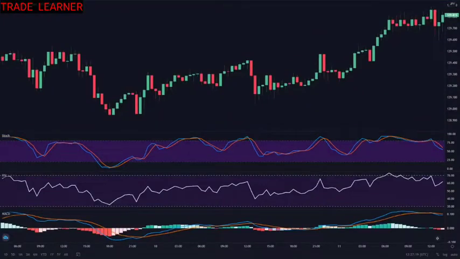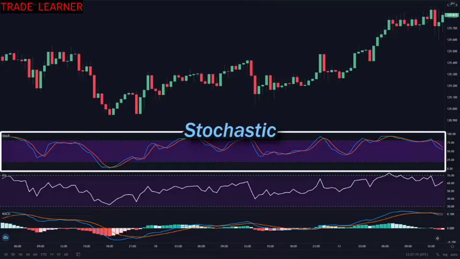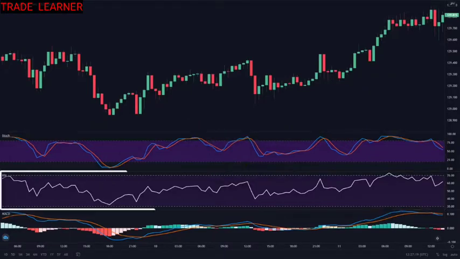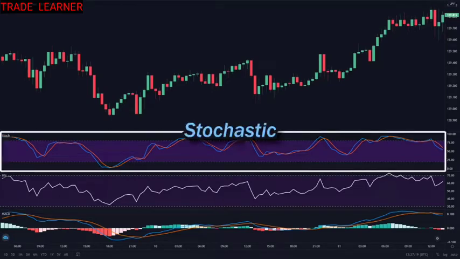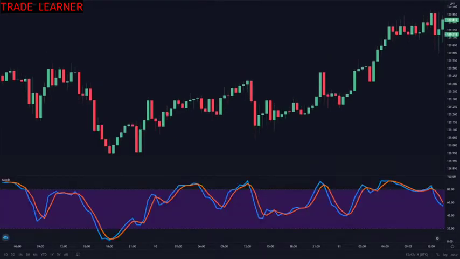For this strategy, we are using a combination of three indicators: the stochastic, RSI, and MACD. First, let's start with the stochastic because that will generate our main entry signal.